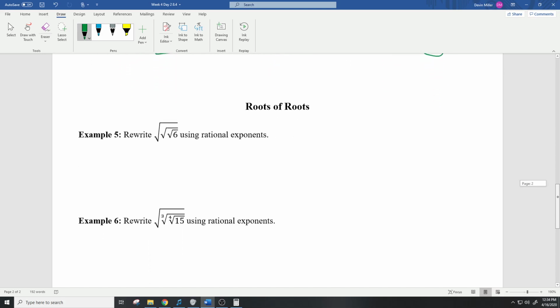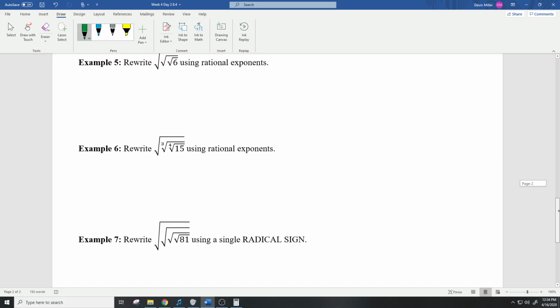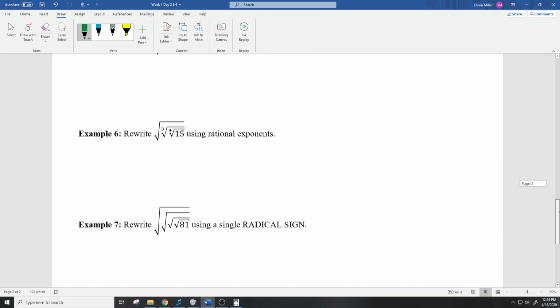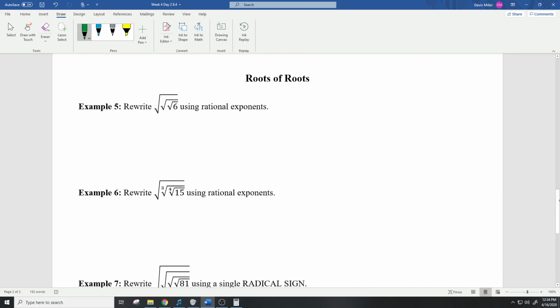Okay, we're almost done. Last bit here is roots of roots. Looks a little bit more complicated. Not terrible, though. So there is a long way to do these kinds of problems when you see a bunch of roots stacked on top of each other. I prefer not to do it that way, so I'm going to teach you a shortcut on how to do it. It may not be 100% mathematically correct, but I feel like this is the best way and the easiest way to know how to do these.